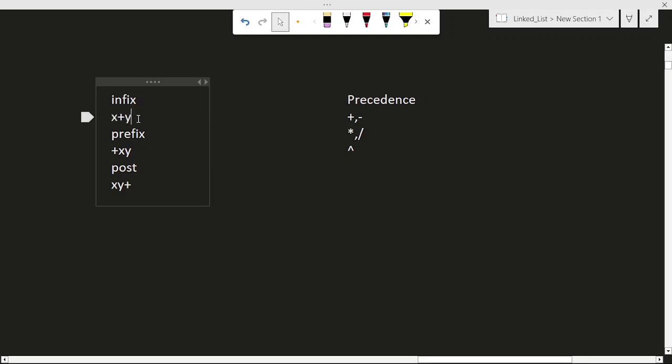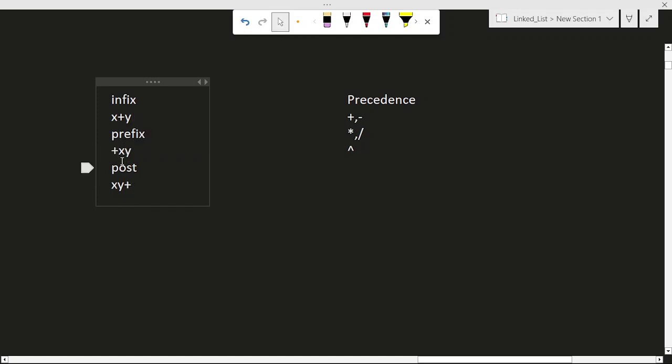For example, let me take two variables, x and y. If you write x plus y, that is infix. So it is a normal mathematical equation. What is the prefix of x plus y? That is nothing but plus xy. Then what is the postfix? That is xy plus.